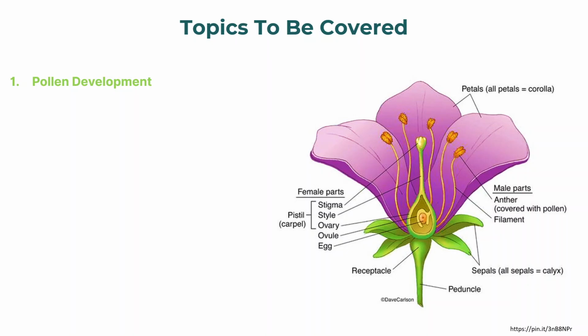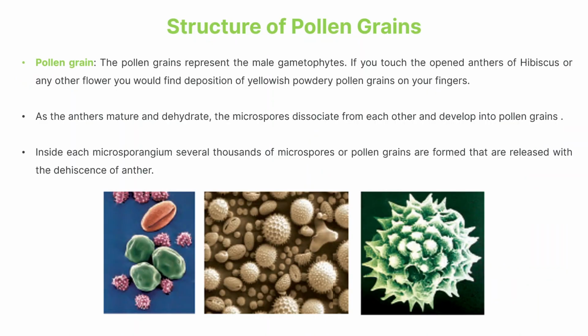In this video, we are going to cover the topic pollen development. Now, pollen grains represent the male gametophyte, right? And as the bilobed structure of the anther matures, you could see the microspore tetrads, and each microspore tetrad develops into pollen grains.